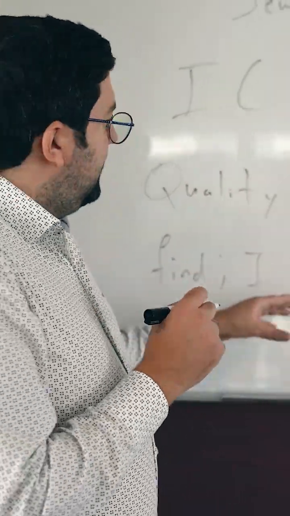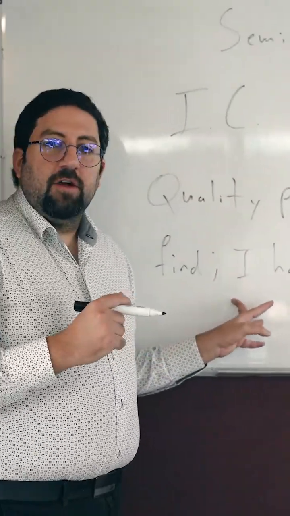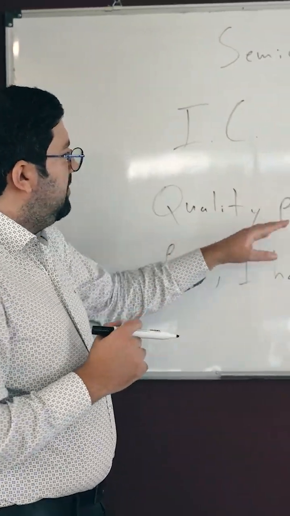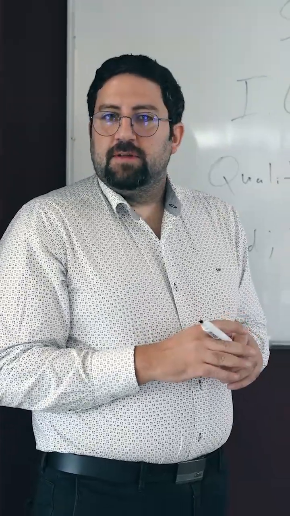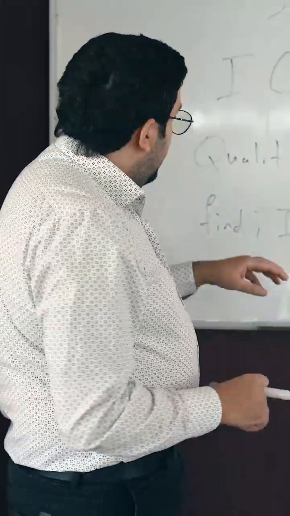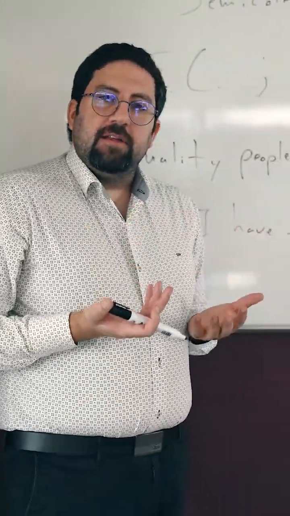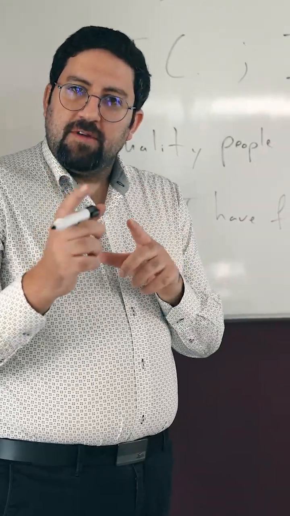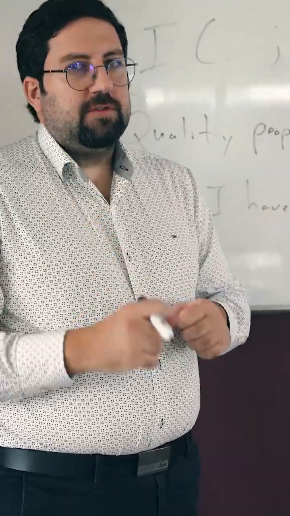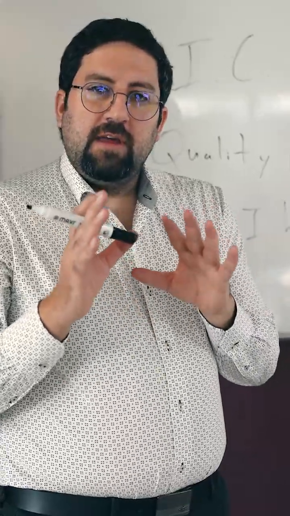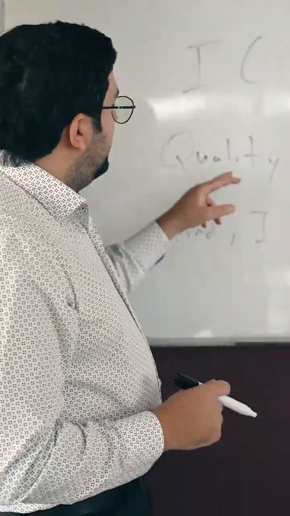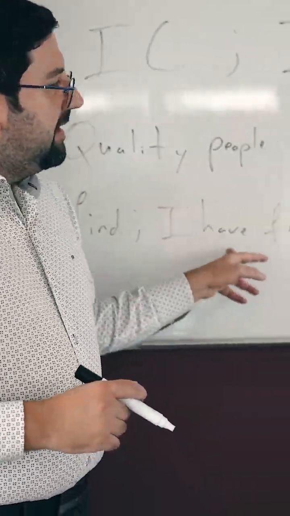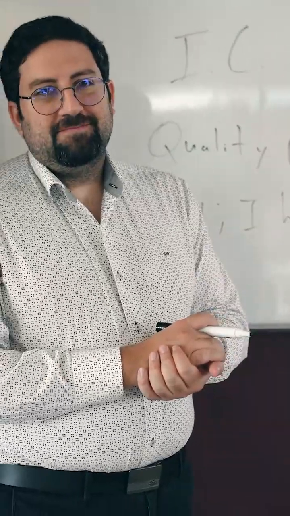I'm sure you see why these are independent clauses. If you take "quality people are hard to find" and you put a full stop, a period, after it, it makes sense. And if you take "I have few friends" and put a period after that, on its own, it would still make sense. So whenever you get the semicolon in this usage, always check before and after. Make sure you have an independent clause before it and an independent clause after it.